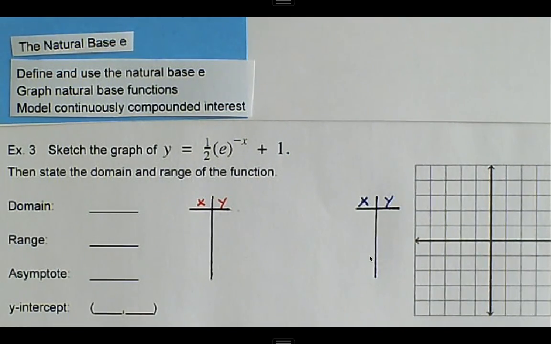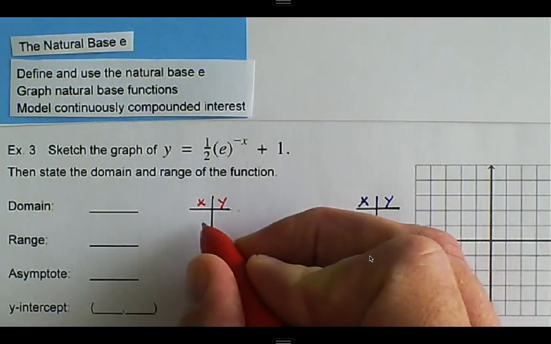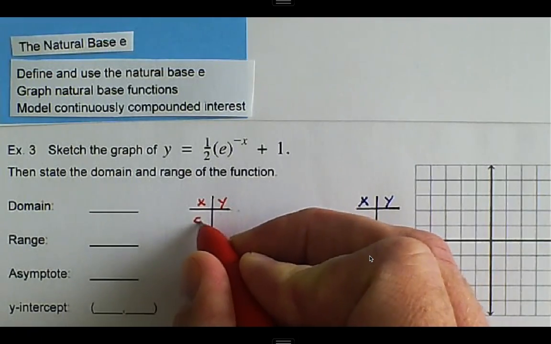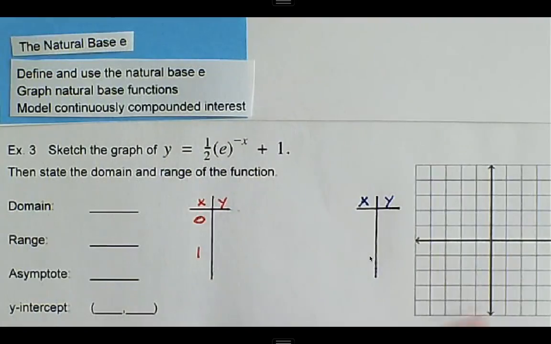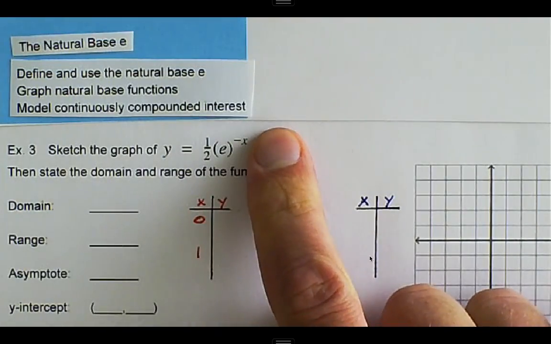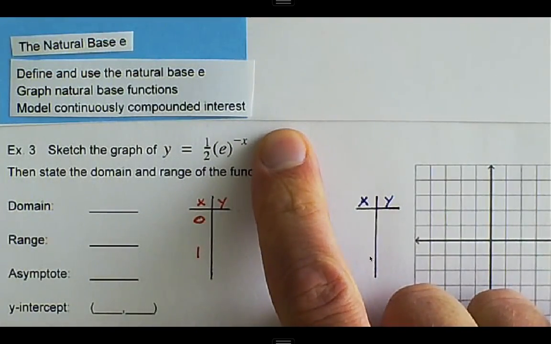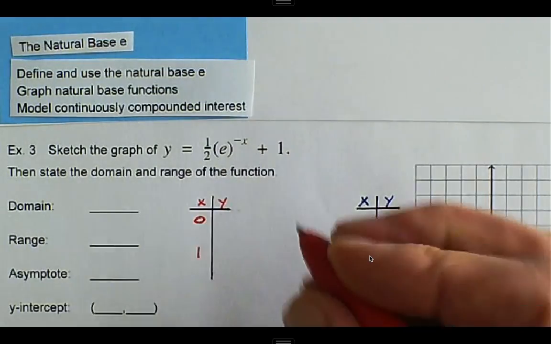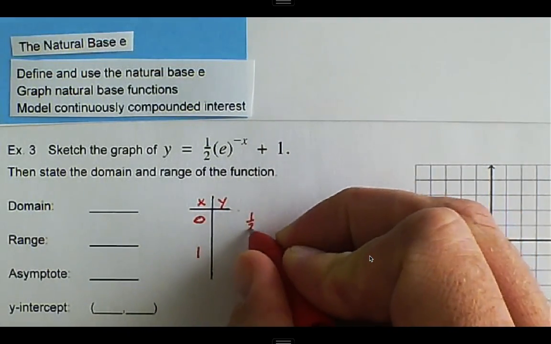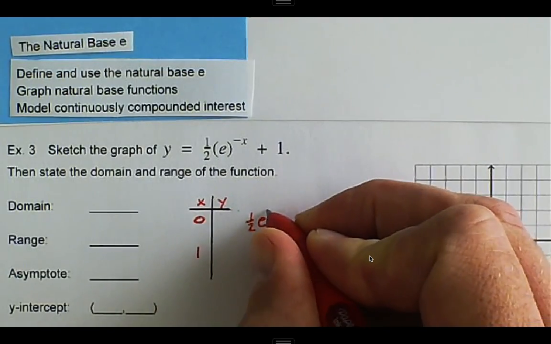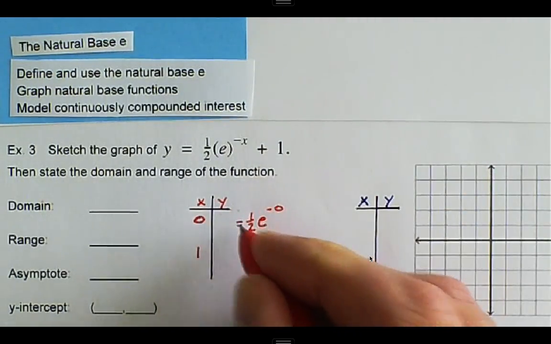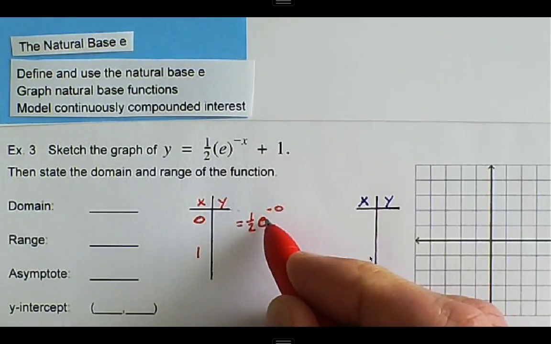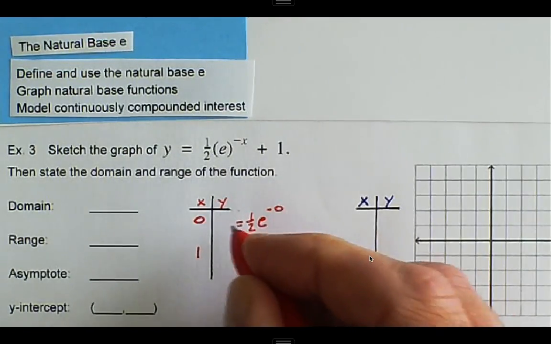And the first thing that I do when I'm graphing this is I pick the points that I want to substitute in for the x. So in this case, I'm going to do 0 and 1. And I'm going to forget about this part right now. I'm just going to focus on the 1/2 e to the negative x. So 1/2 e to the negative 0, because I'm substituting 0 in for x. Anything to the 0 power is 1, so this ends up becoming 1/2.